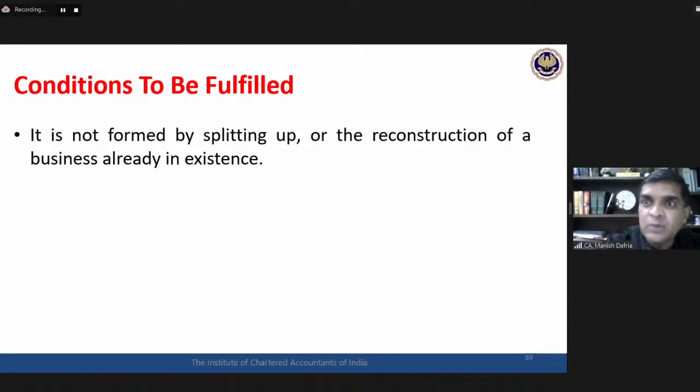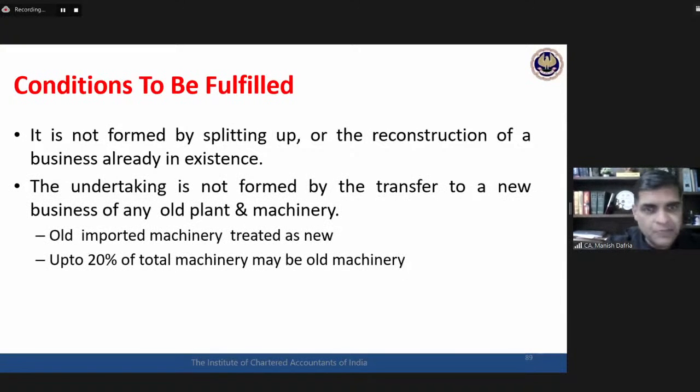Now the purpose would be defeated if I am already having an old business, and I simply revive it, reconstruct it for the purpose of claiming this exemption, and then I start claiming the exemption. Now it is not actually a startup. So that's why law has said that the business should not be formed by splitting up, reconstruction, or revival of any business which is already in existence. That means we can simplify it: the business should be a new business.